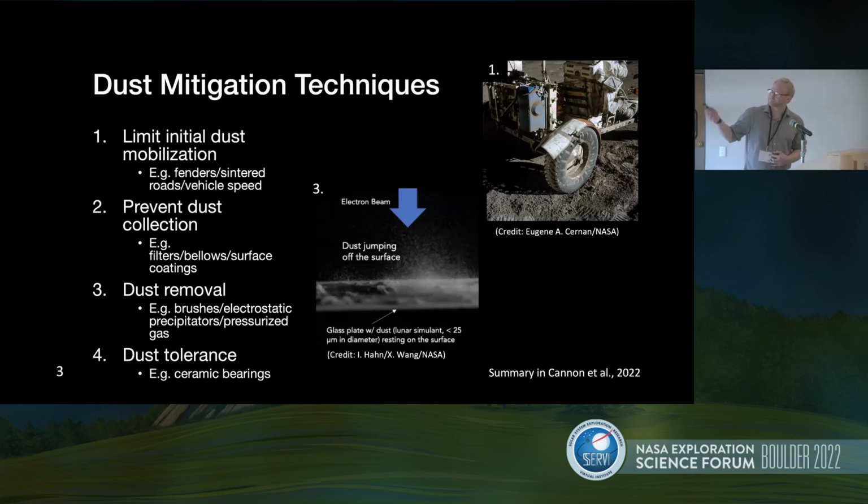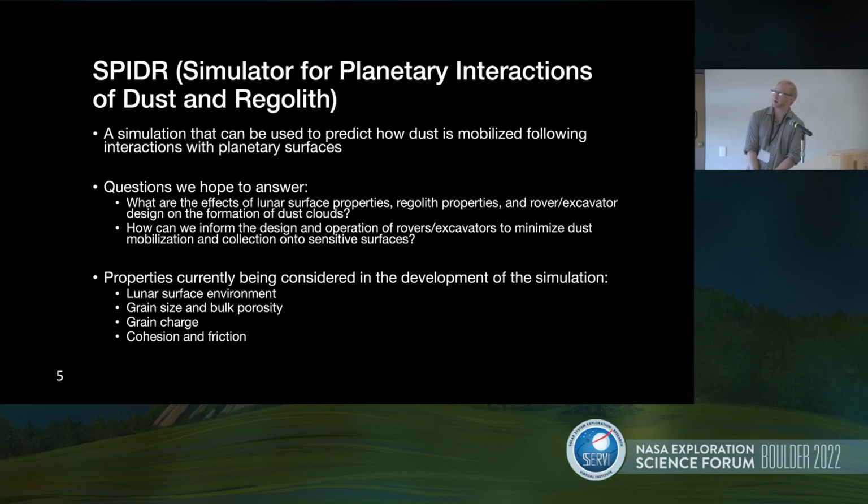Number one. This is where SPIDR comes in, the simulator for planetary interactions of dust and regolith. This is a discrete element modeling simulation that can be used to predict how wheels, excavator buckets, and more can be used safely to limit dust mitigation on the lunar surface. We hope to answer questions such as how does tool or wheel geometry affect dust mobilization? And how can we inform the design to limit this?